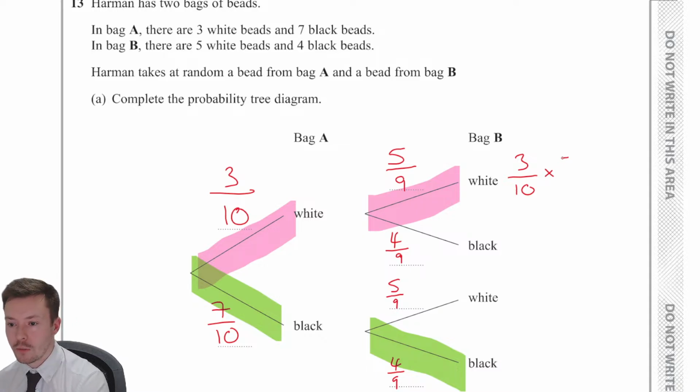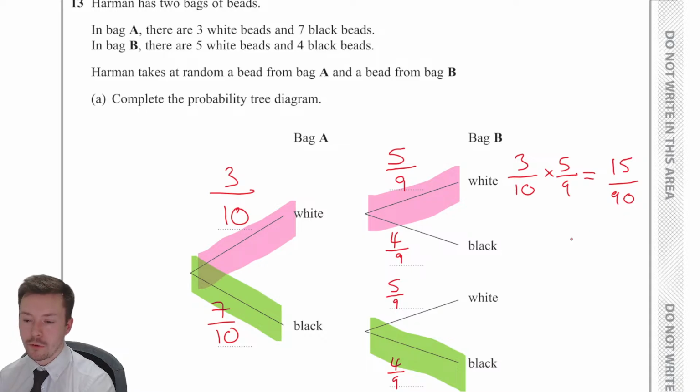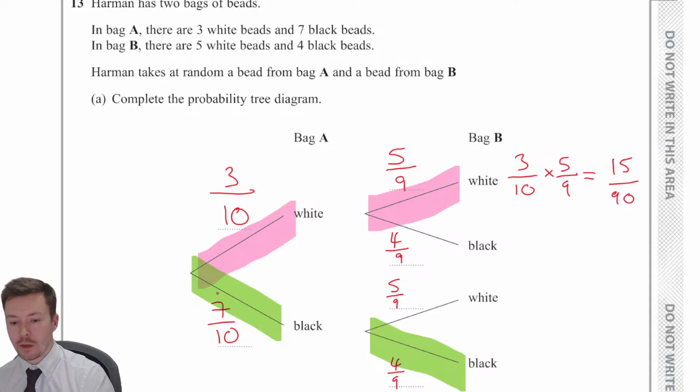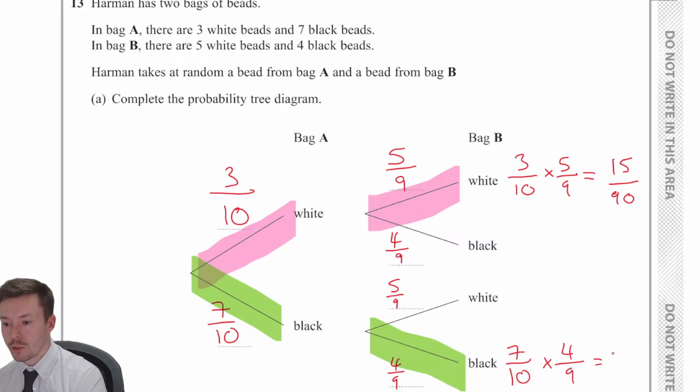So 3 over 10 times 5 over 9, that's going to give us 15 over 90, which I could simplify, but I'm not going to just yet. And you'll see why in a second. This one, the other option, which is black and then black, is 7 over 10 times 4 over 9, which is going to give us 28 over 90.